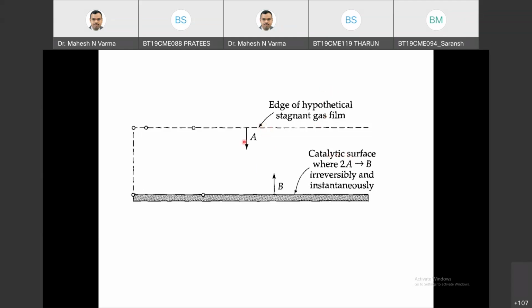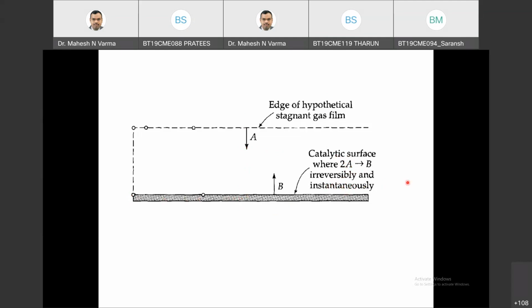So the stagnant film is there. A is diffusing from the bulk of the fluid through this stagnant film and reaching the catalytic surface, where two molecules of A combine to form a B molecule, and the reaction is irreversible and instantaneous. Instantaneous means as soon as A reaches here, it is converted to B. That is called an instantaneous, very fast reaction. So what will be the concentration of A here at the surface?